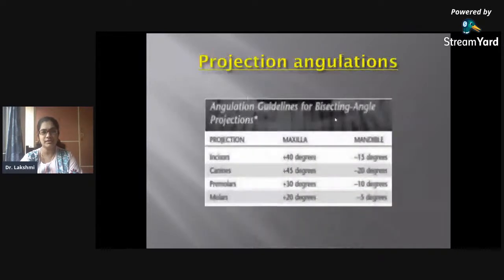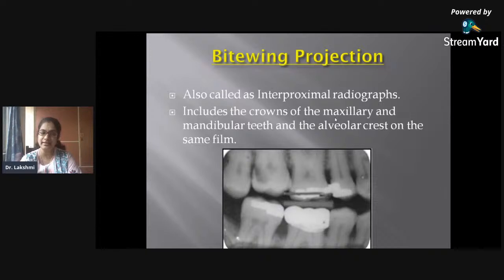Okay, so that was, in short, about periapical, because we have covered more of that. Now let us go to bite wing radiographs. Bite wing projections. You can see this diagram here, or the photo of the X-ray. You can see both the maxillary and the mandibular teeth crown portions very well, right? And the alveolar crest of the bone is also neatly visible over here. So they are also called interproximal radiographs. It includes the crowns of the maxillary and mandibular teeth and the alveolar crest on the same film.